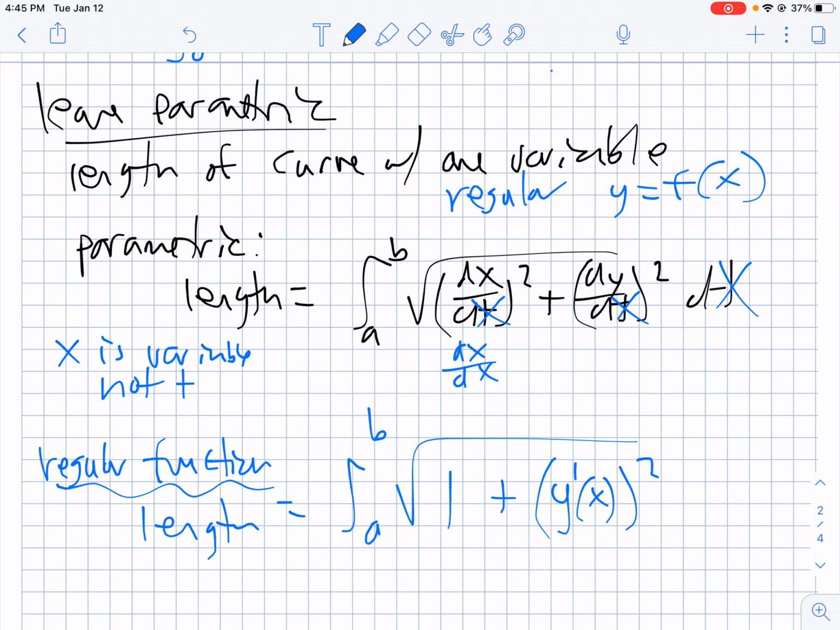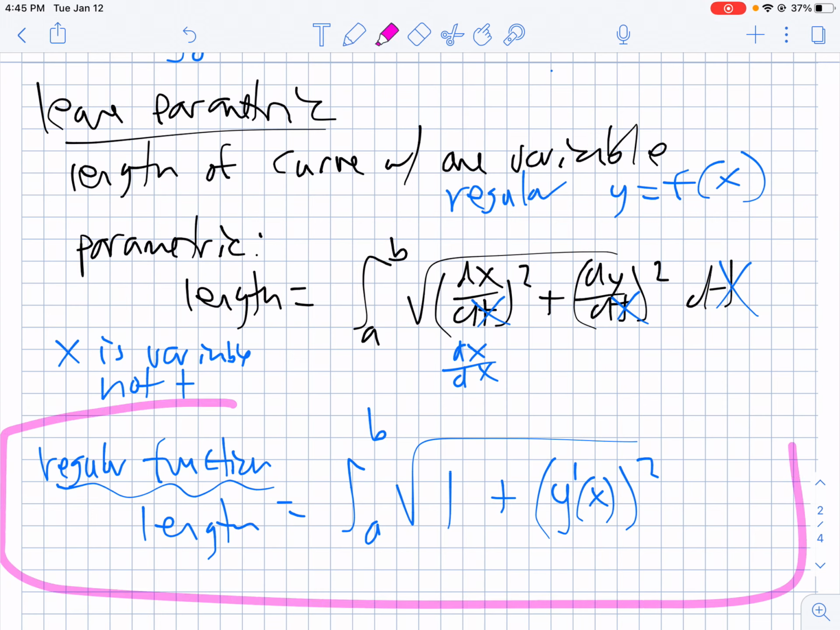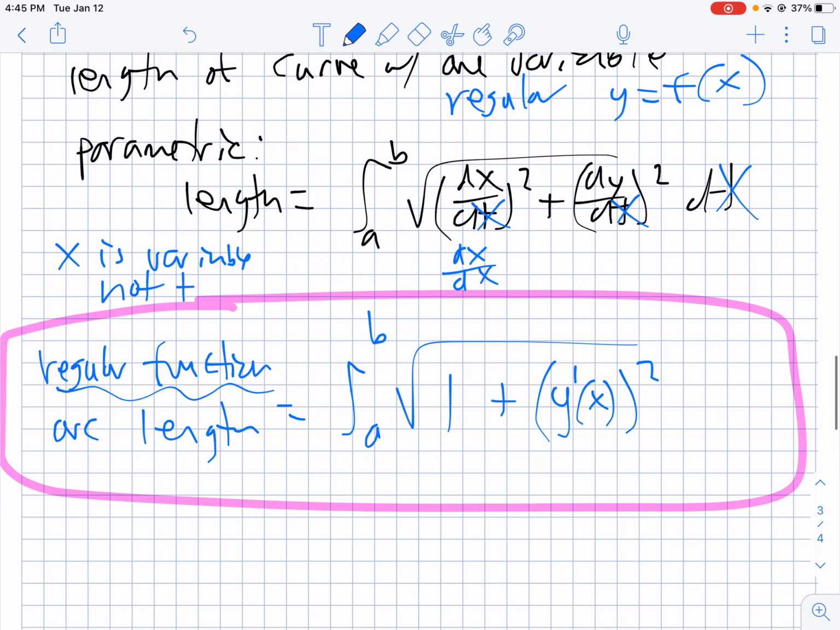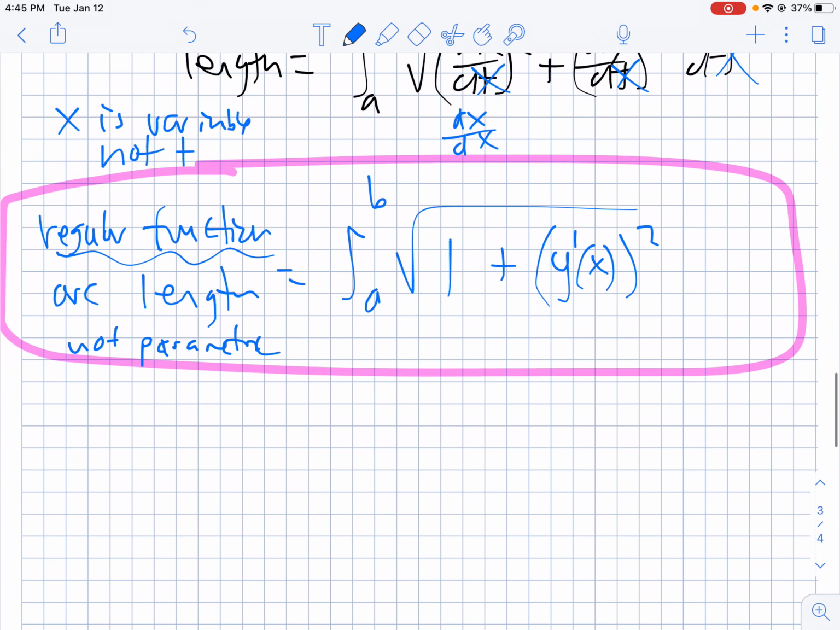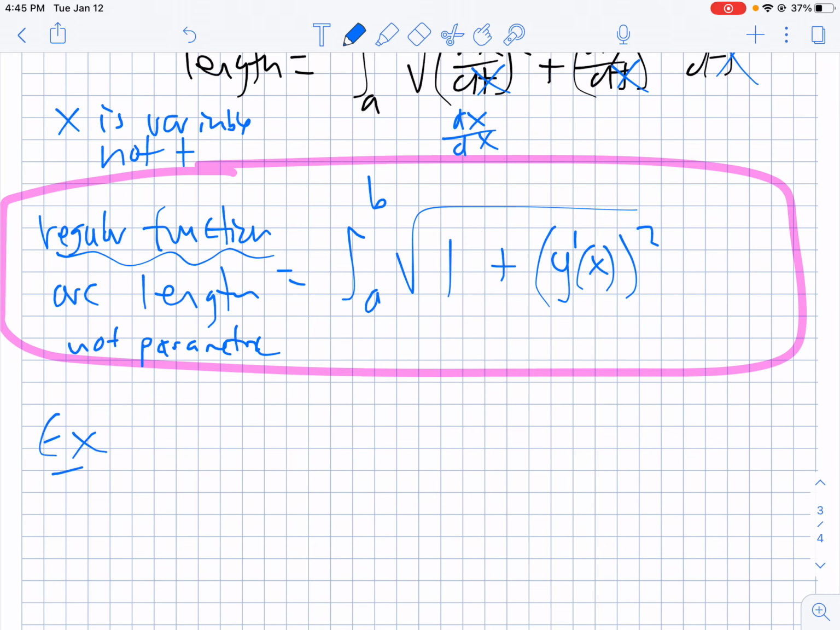Okay, and this is our third key formula. This is just your formula for arc length. It tells you the length of a curve when you have a regular function, not a parametric function. So this is, again, not for parametric. For your homework, you'll see some that are parametric and some that are just a regular function like we've been doing all year.